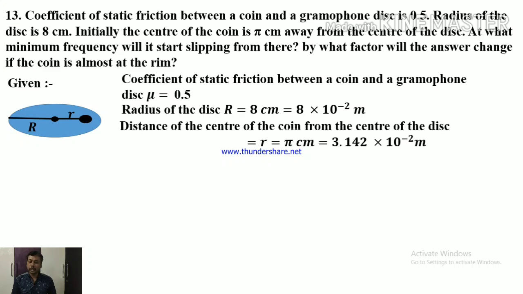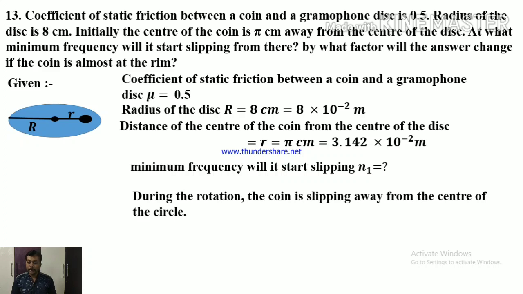Now the distance of the center of the coin from the center of the disc. Initially the center of the coin is pi centimeter away from the center of the disc, and that distance we note down here by small r. So small r is equal to pi centimeter, and that is equal to 3.142 into 10 raised to minus 2 meter. Now the minimum frequency at which it will start slipping, that is n1, we have to calculate here. So what is the minimum frequency above which the coin starts slipping, and that frequency n1 we have to calculate here.